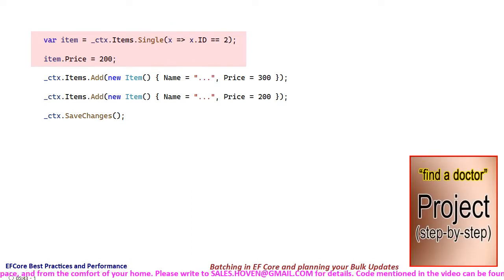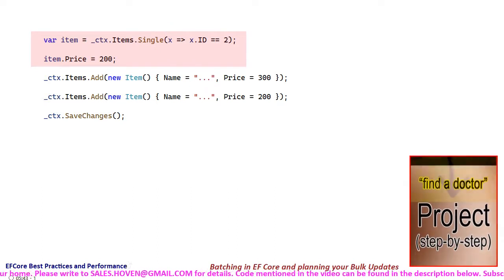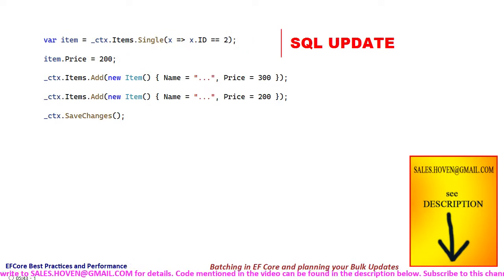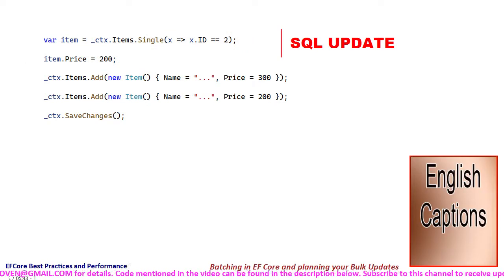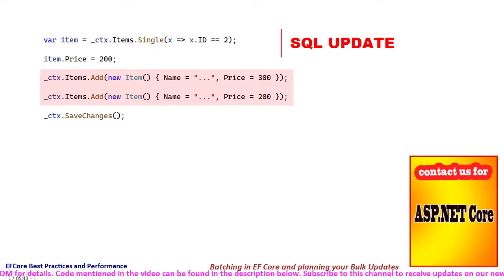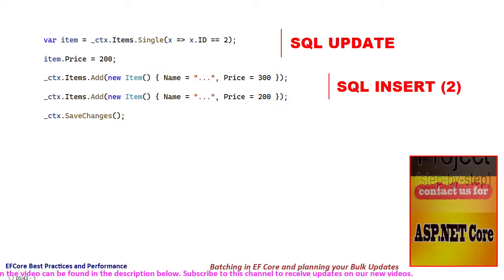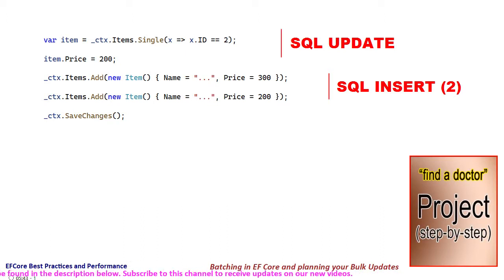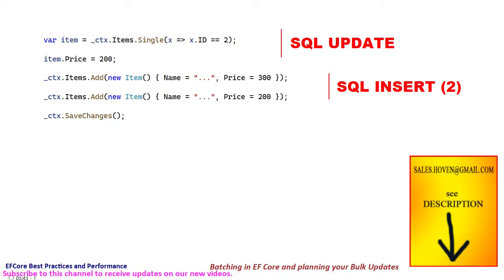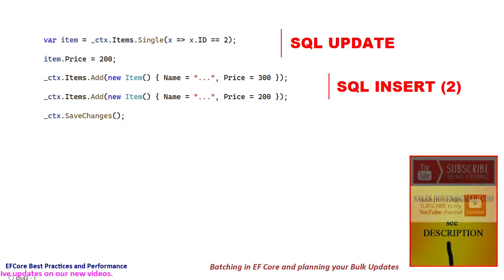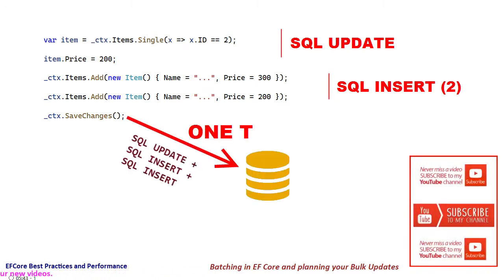First of all, we extract an item and make an update to its price. This translates to a SQL update statement. After that, we add two items to the items table. This translates to two SQL insert statements. These changes could need 3 different trips to the database. But EFCore uses entity tracking and batching to make these changes in a single trip to the server.